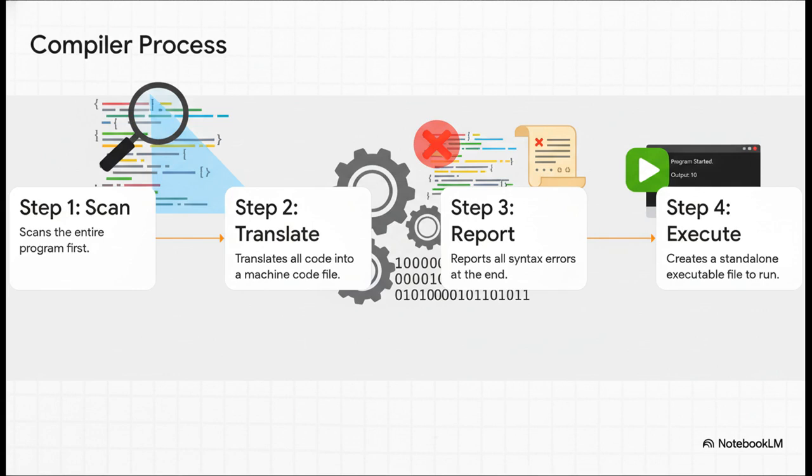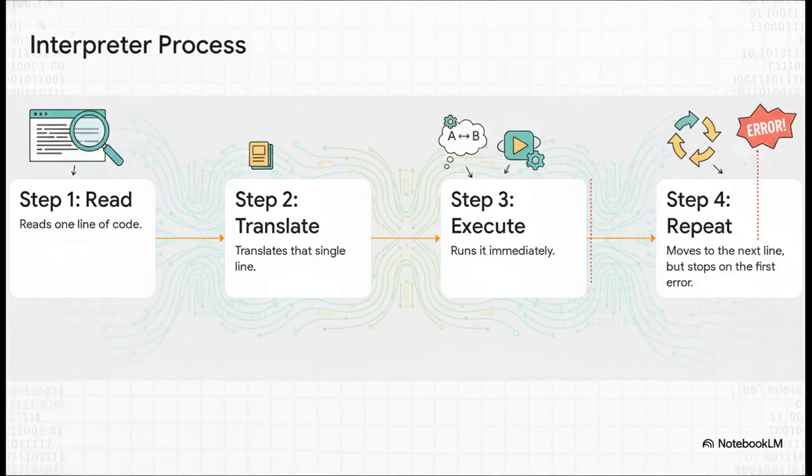And then at the very end, it gives you this massive list of every single mistake it found. If there are no errors, you get that executable file, which can run all by itself. All right, now let's flip the coin and look at the interpreter.